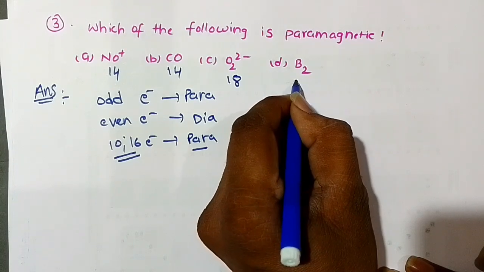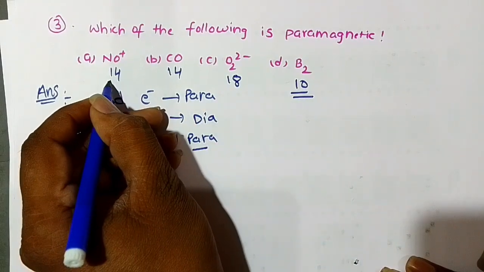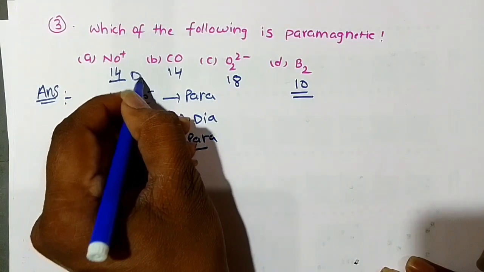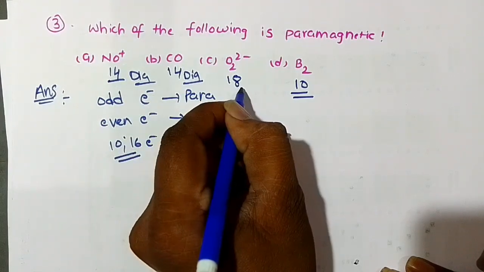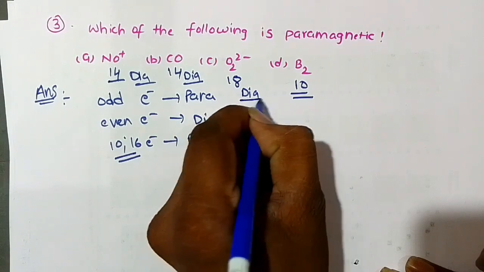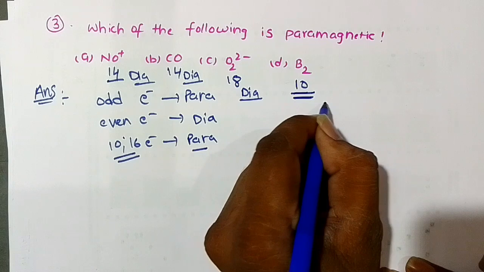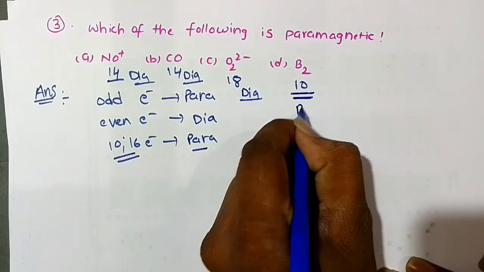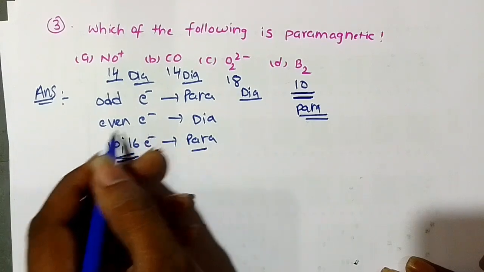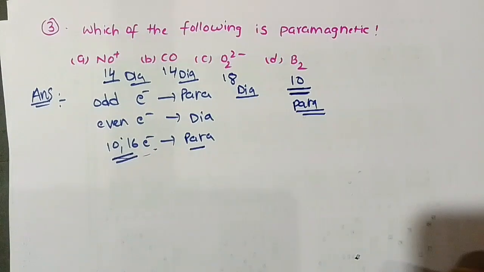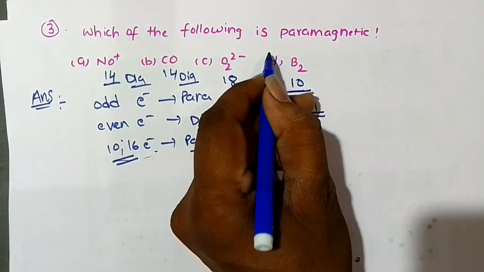So B2 is 10 electrons. This is an even number of electrons. 18 is also an even number, it is diamagnetic. 10 electrons, even though it is an even number, does not show diamagnetic character. It can show only paramagnetic character. Exception case: the species which have 10 and 16 electrons only show paramagnetic character. The option is D.